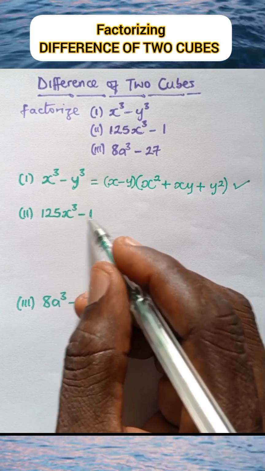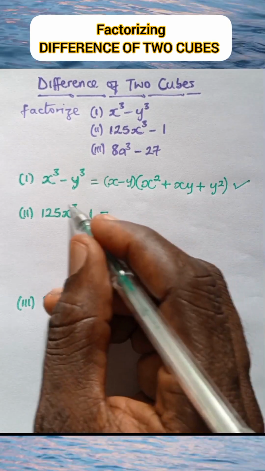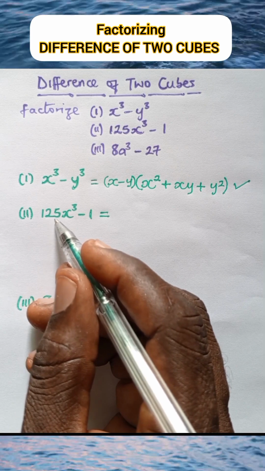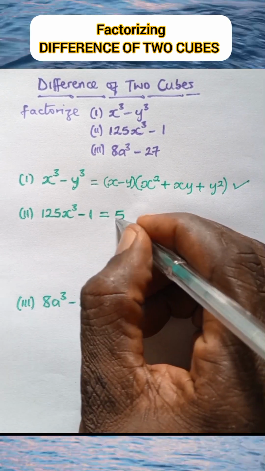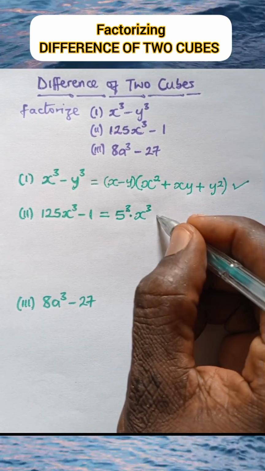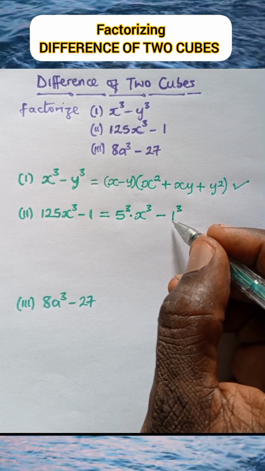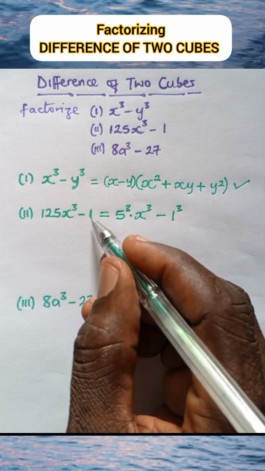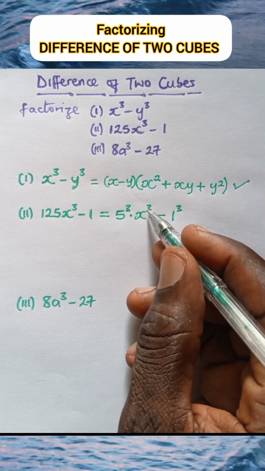125x cube minus 1. Now the first thing we are going to do is to express this term to be like what we have here. So 125 will be expressed with a power of 3, and that is 5 raised to power 3. 5 raised to power 3 gives us 125, then multiply by x raised to power 3 minus 1 raised to power 3. Remember that 1 raised to power any number is still 1. So 1 raised to the power of 3 is still what? 1. Okay? Now 5 is raised to power 3 and x is raised to power 3.